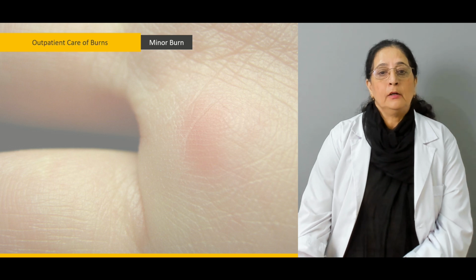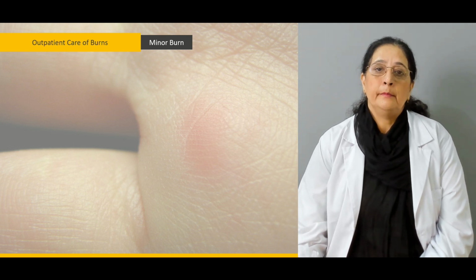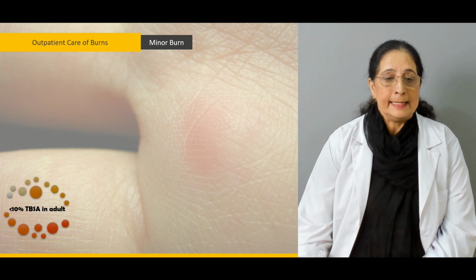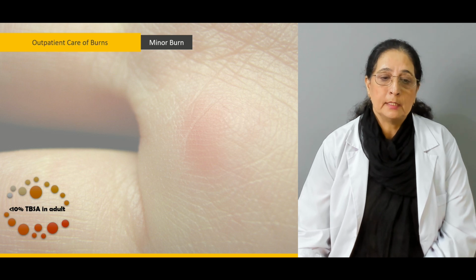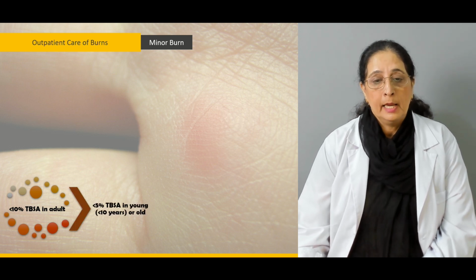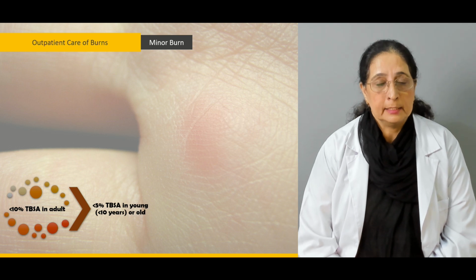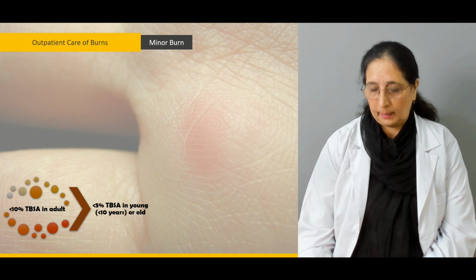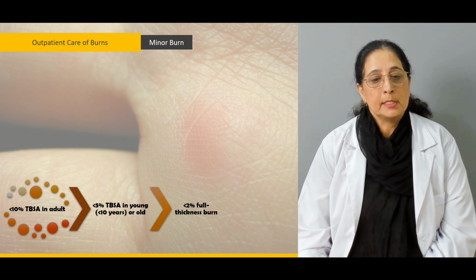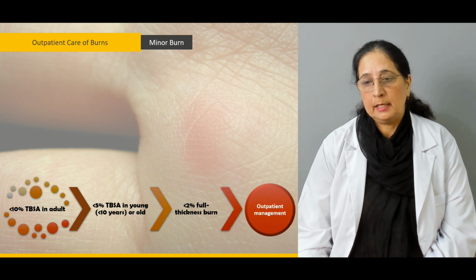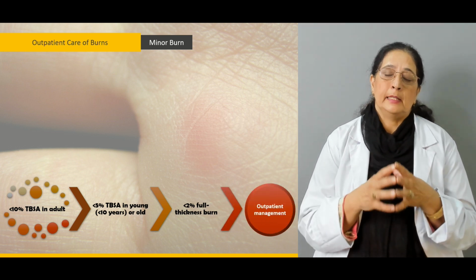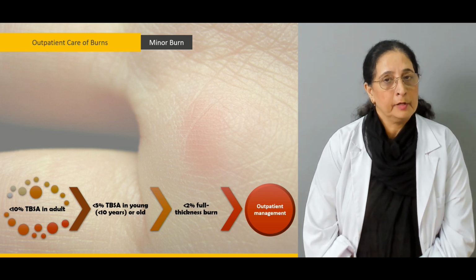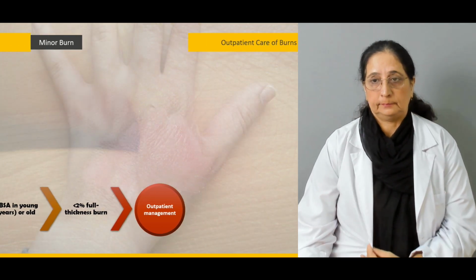Then outpatient care of the burn, depending on the severity. If it's a minor burn, very important, less than 10% of the body surface area is involved. That's in adults. Less than 5% in young or old. Less than 2% full thickness burn. These are the minor burns, and they can be managed as an outpatient, and they do not require any hospitalization.